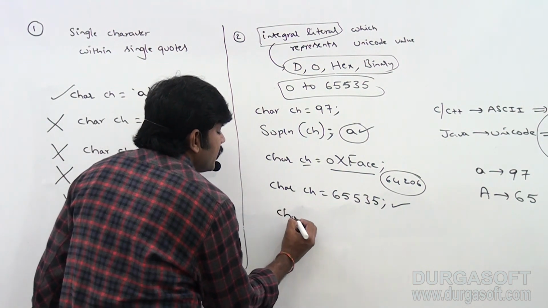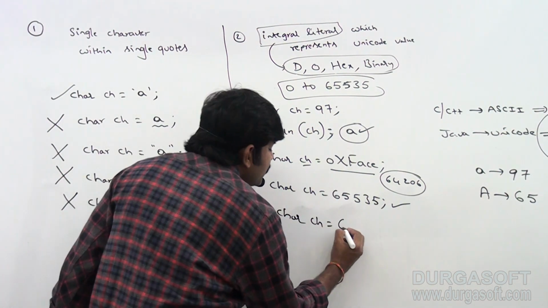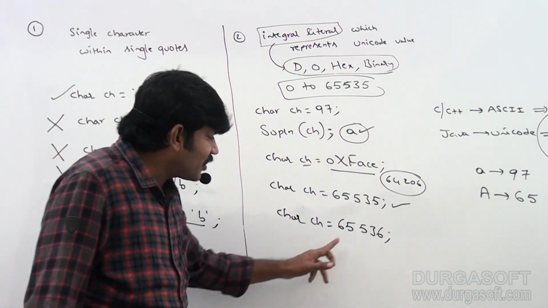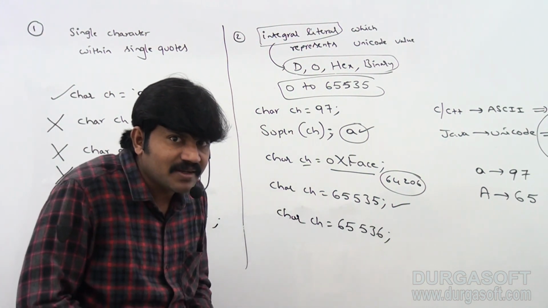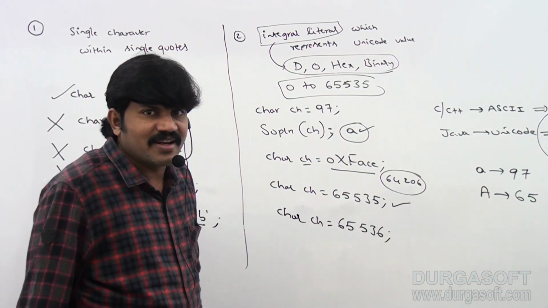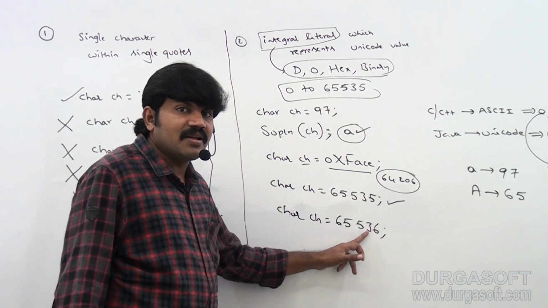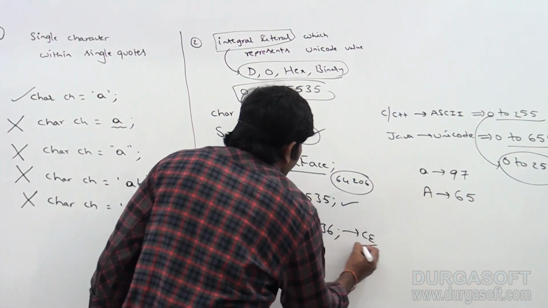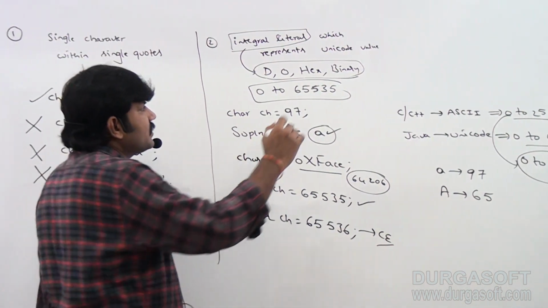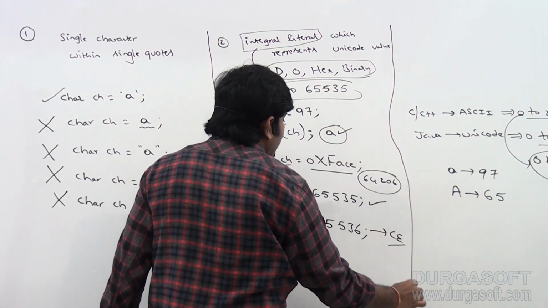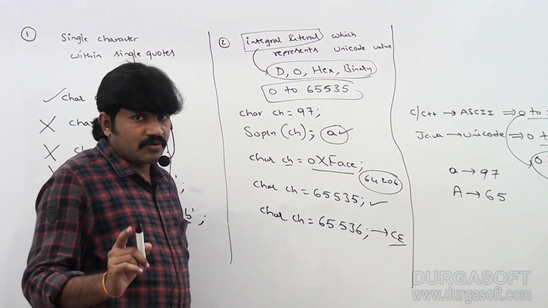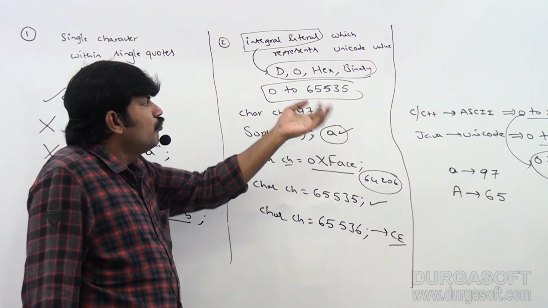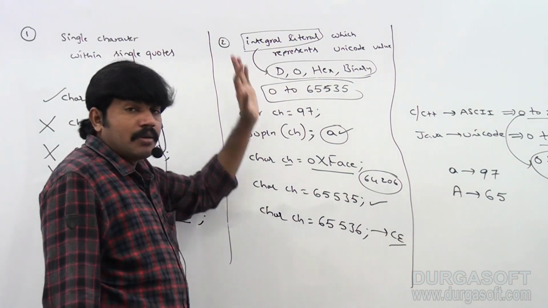Suppose I am taking char ch is equal to 65,536. Okay, what is the answer? What is the value I am taking? 65,536. The compiler will complain. 65,536 is not in the range of char. Immediately we are going to get a compile time error. So this is the second way to represent a char literal. I hope everyone is in a position to understand, right? We can represent a char literal as an integral literal, which represents the Unicode value of that character.